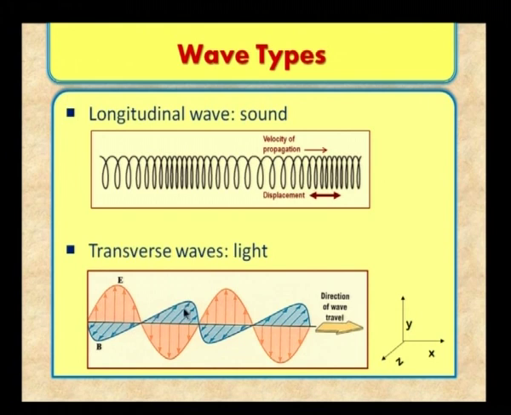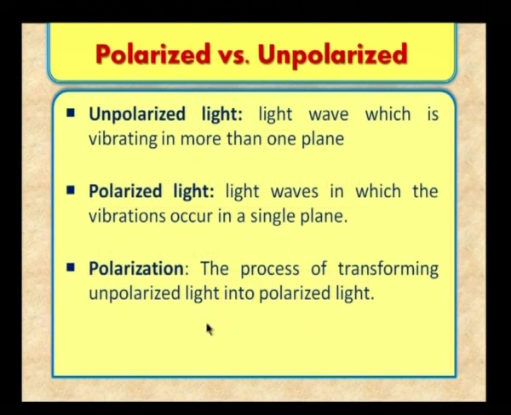The transverse waves, light waves, direction of light waves in this direction, as I told you, the electric vectors will be in a particular plane. This is a plane, right. This is only in this plane. Unpolarized light wave is vibrating in more than one plane. Polarized light waves are vibrating in a particular plane, not in all planes.